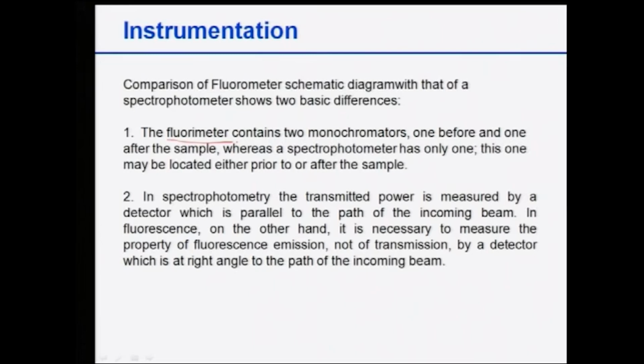It contains 2 monochromators, one before and one after the sample, one for absorption and one for fluorescence, whereas a spectrophotometer has only one, which may be located wherever you want. In a spectrophotometer the transmitted power is always measured by a detector which is parallel to the path of the incoming beam. In fluorescence, on the other hand, it is necessary to measure the fluorescent emission, not the transmission, by a detector which is at right angle to the path of the incident beam.